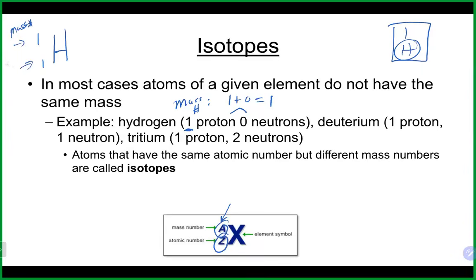Bottom numbers are atomic number. And basically, if you have it written like this, I take the top number minus the bottom number, gives me 0. That is the number of neutrons, right? So top number minus bottom number will give you the number of neutrons.